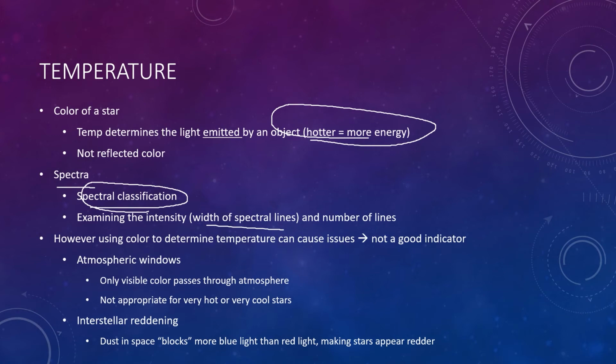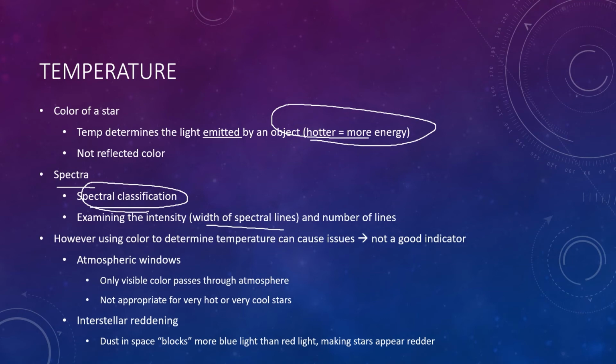Using color to determine temperature causes issues, meaning it's not a good indicator because the color of a star isn't necessarily the reflected color. The temperature may change the color, and then other things can happen in between. So temperature may say, okay, here's our temperature, it should be blue, but things will happen between us and the star that will end up changing the color, meaning atmospheric windows. Only visible color will pass through our atmosphere. This makes it not very appropriate for very hot or very cool stars.